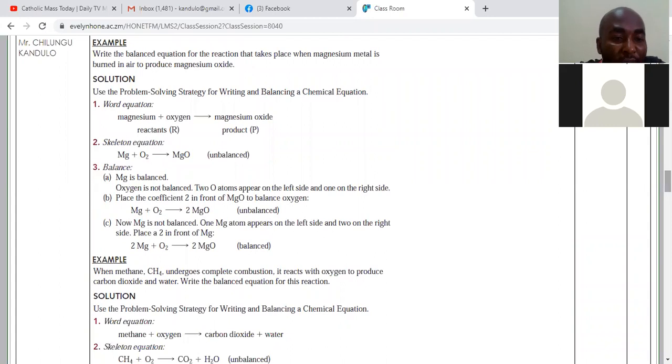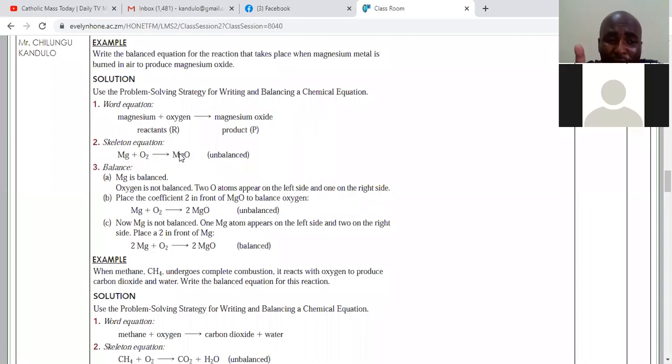We'll say magnesium plus oxygen gives us magnesium oxide. So remember, oxygen is diatomic. So we write Mg plus O2 gives us MgO. This is the formula for magnesium oxide. If you remember, Mg was 2 plus, O was 2 minus. So it just gives us MgO. So you find that magnesium and magnesium are balanced.